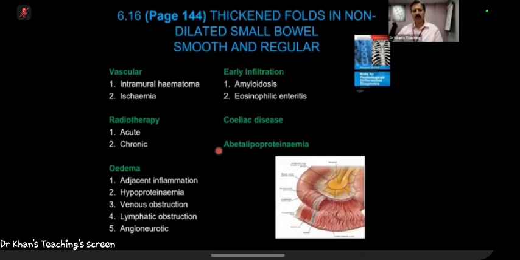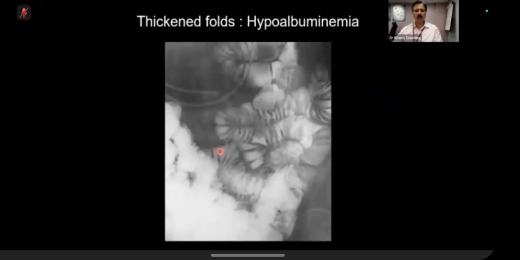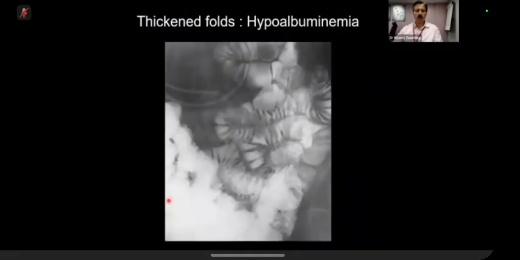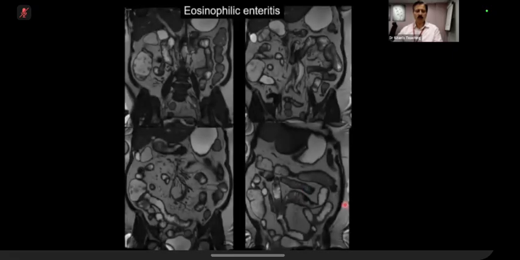In your previous Chapman, there was a differential diagnosis, rather two differential diagnoses, of thickened folds in non-dilated small bowel. And we are in that territory. It's quite a non-specific finding, but you have to develop your eyes. This is a case of hypoalbuminemia of any cause. If you go here, you see this edema, hypoproteinemia. Hypoproteinemia is the most common cause where you can see these thickened folds. So this was just to develop your eyes.